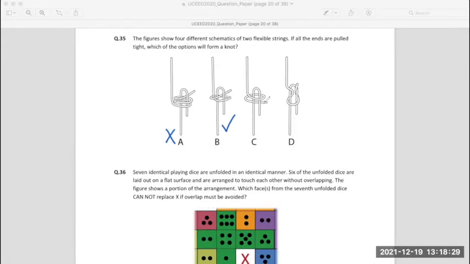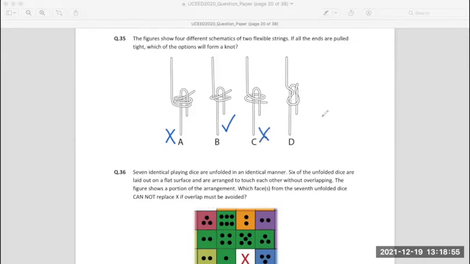The next one, the C option. Will it be a knot or not? Or will it come out like we saw in option A? It is a similar condition to option B. In A, there is one extra ring, and in this one, there is one ring less. So it is also a case where there won't be any knot getting formed.